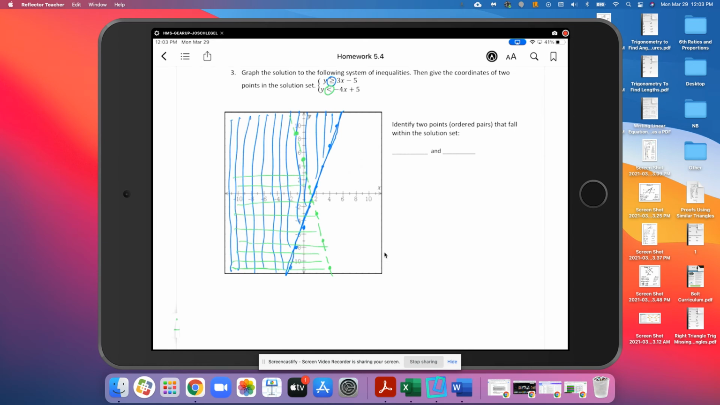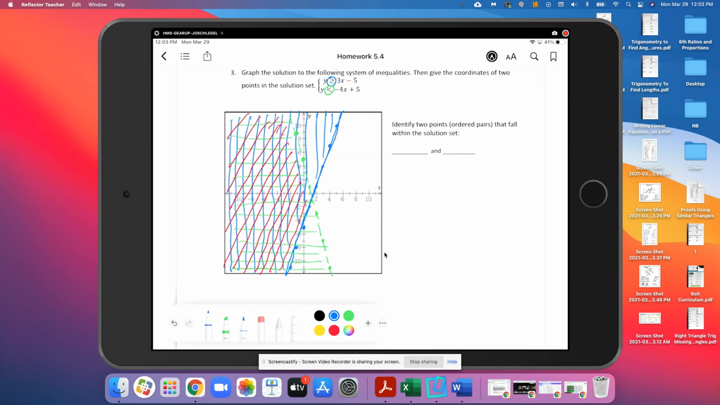So filling that in. And then I'm going to color red everywhere that the green and the blue are both there. Again, only the places where green and blue are both shaded is a solution to the system of linear inequalities. So if it's just shaded blue or it's just shaded green, it is not a solution.